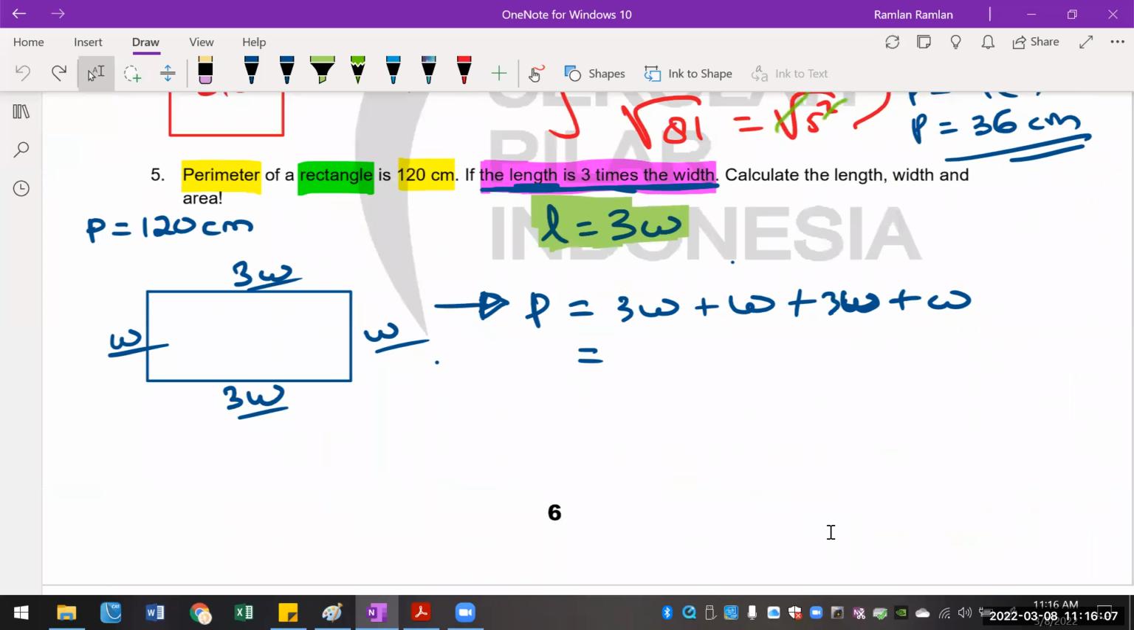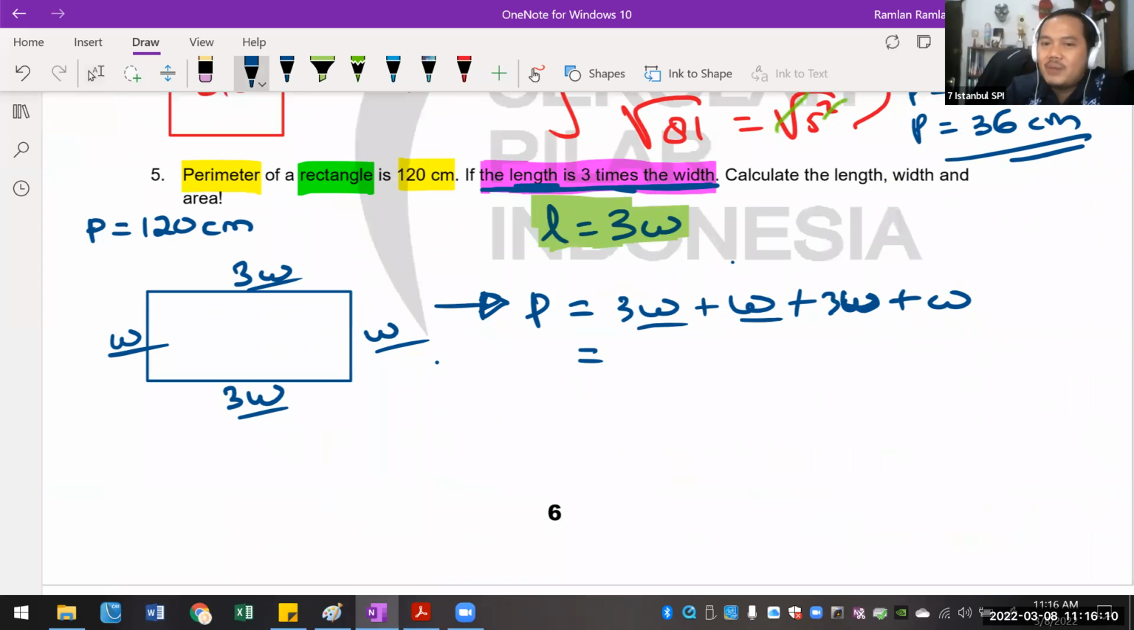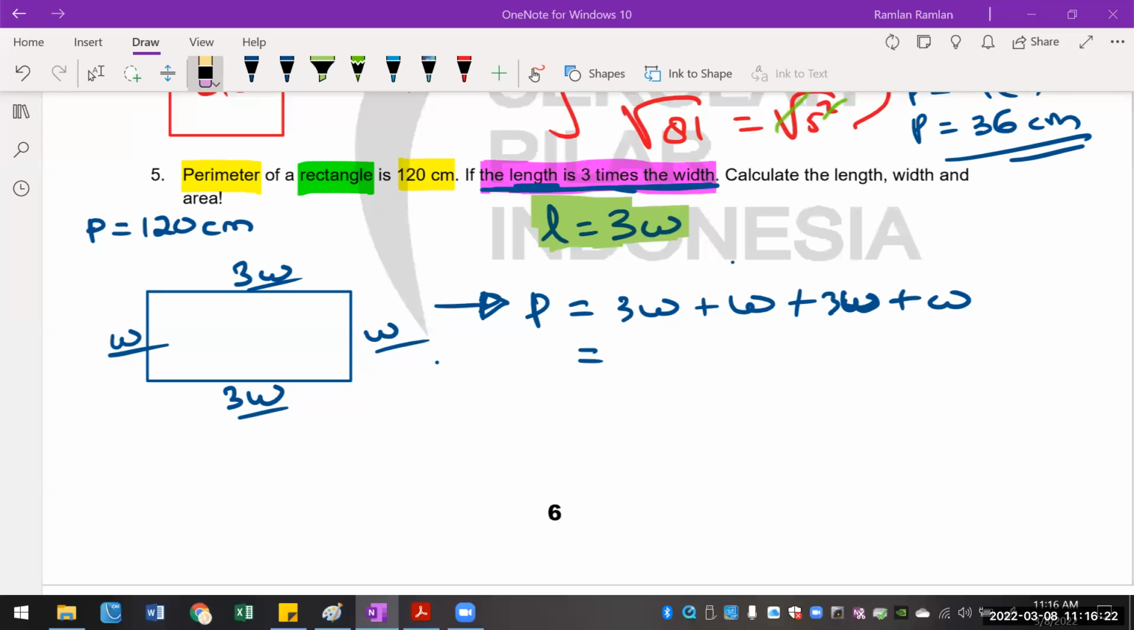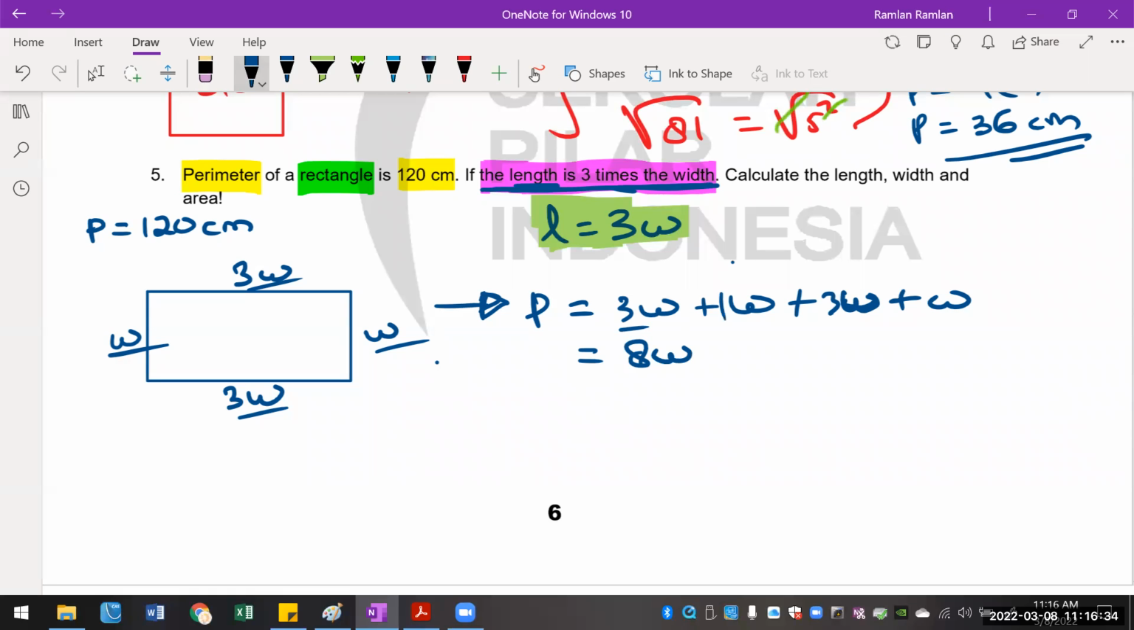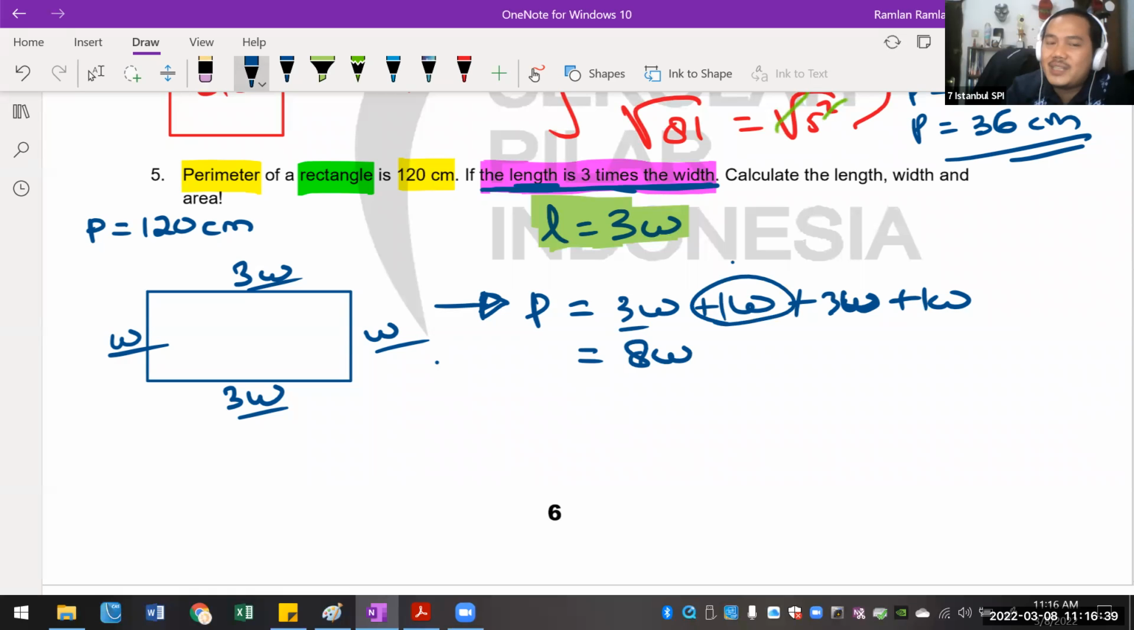Itu 3W tambah W tambah 3W tambah W. Jadi berapa tuh kalau digabung? Oke, ada yang 8W bisa nggak? Iya, 8W. Kenapa bisa 8? Bener sih, tapi kenapa? Ditambah ya. 3 tambah 1. W itu kan sama aja 1W ya. So, basically you only add 3 plus 1 plus 3 plus 1 equals to 8W. Okay, thank you Aurel.